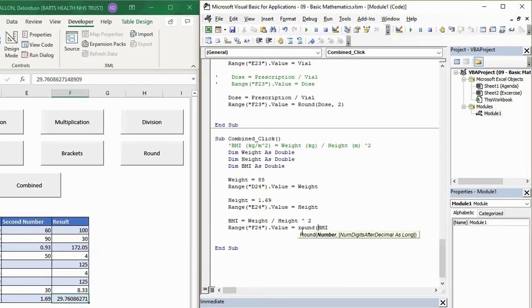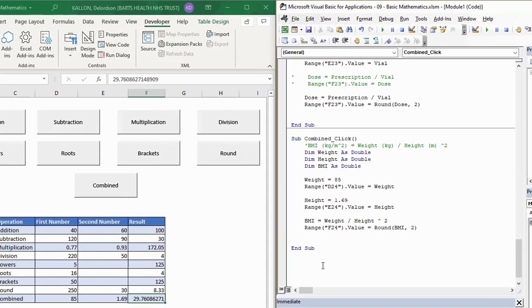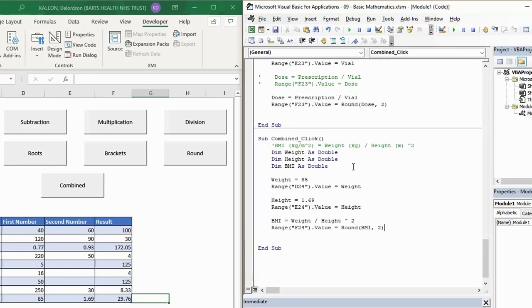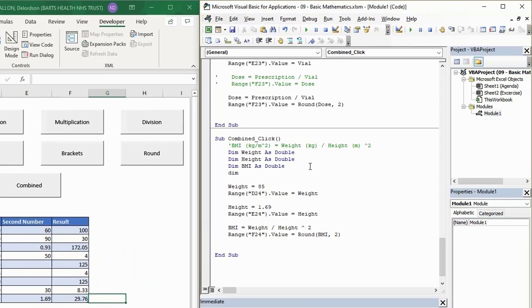Let's add our rounding function and round to 2 decimal places. Let's run that again and see what we get. And we get 29.76. Let's do one more calculation. Let's calculate body surface area.